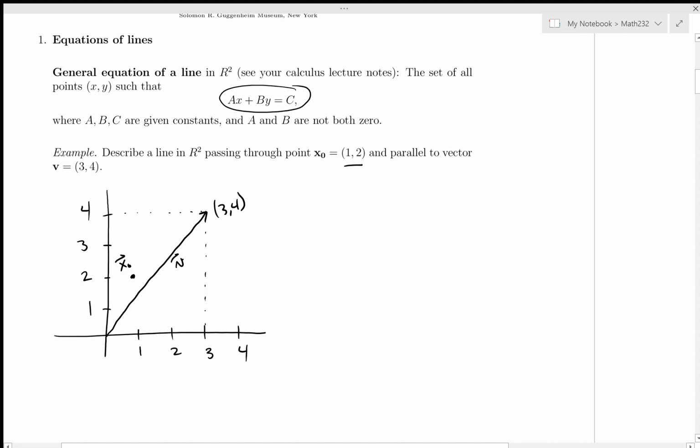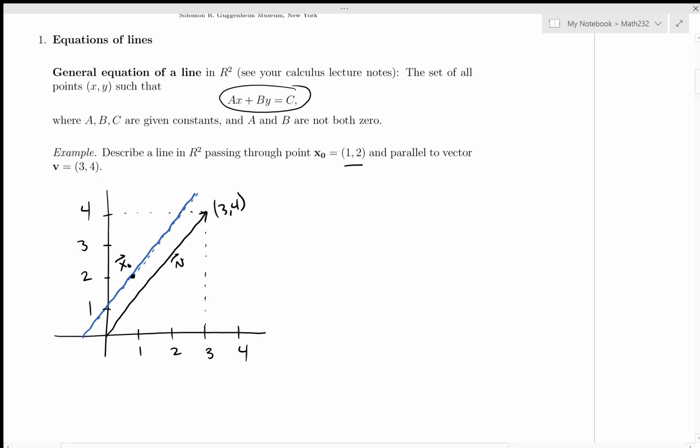What we're asking for is to describe the line passing through this point and parallel to the vector. So that's going to look like this. It's parallel to v and it is passing through x naught. To the best of my drawing abilities, it's something that looks like this. So this is what we're looking for: the line that is parallel to v that passes through x naught.